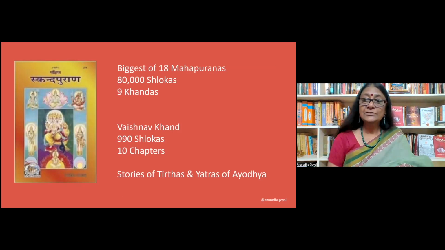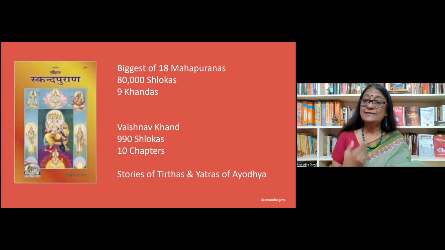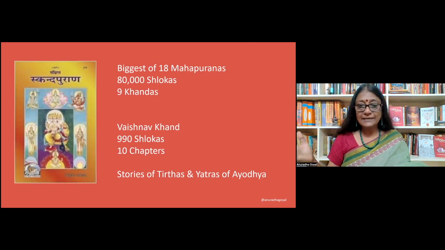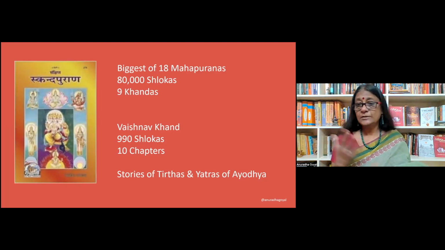Now, let's look at what is Skanda Purana. Skanda Purana is one of the biggest Mahapuranas, one of the 18 Mahapuranas that we have. It has about 80,000 shlokas, which makes it just a wee bit smaller than Mahabharata, which has 100,000 shlokas. It's divided into 9 khandas, which are dedicated to different deities. Ayodhya Mahatmya happens to be a part of Vaishnav Khand. In total, it has about 990 shlokas divided into 10 chapters.